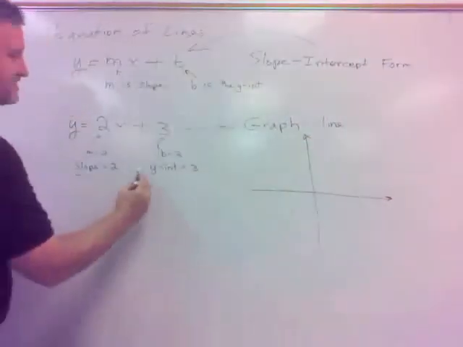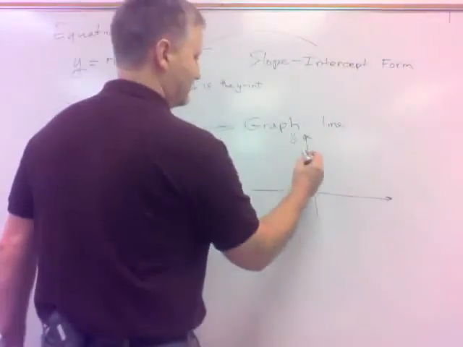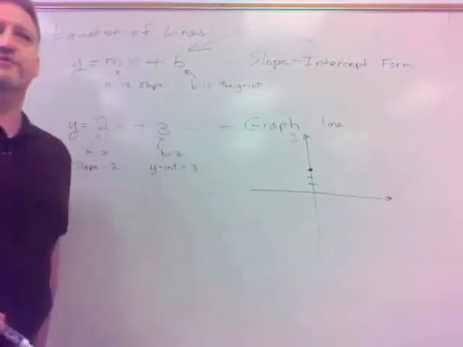How would I do that? Well, since the y-intercept is 3, what does that tell me? Where it crosses the y-axis. Okay, so I've got y-intercept 3 here. Crosses my y-axis right at 3.